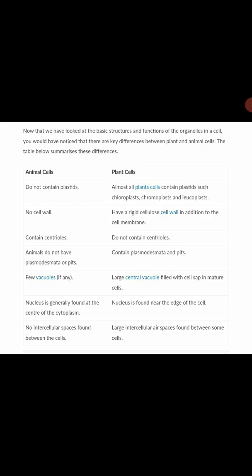Next, the nucleus is generally found at the center of the cytoplasm in animal cells, while in plant cells, the nucleus is found near the edge of the cell. Check out the two diagrams, you will see the analysis I'm talking about. Then lastly, no intercellular spaces are found between the cells in animal cells, while large intercellular air spaces are found between some cells in plant cells.